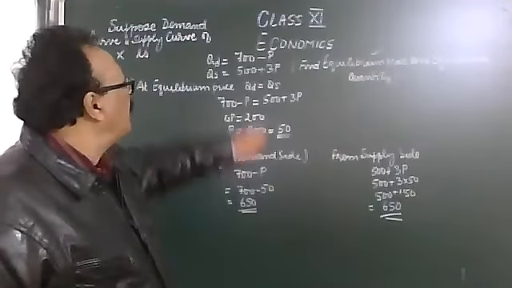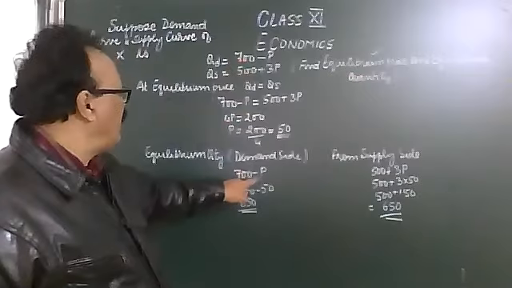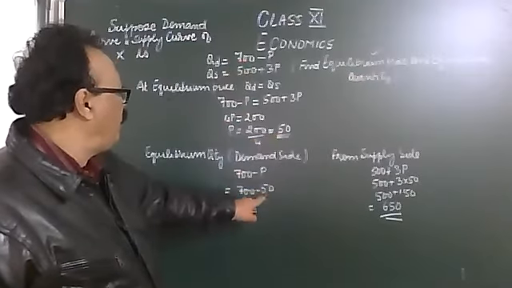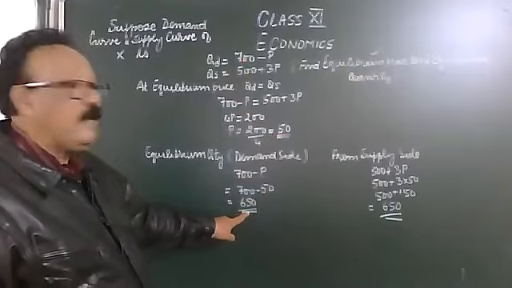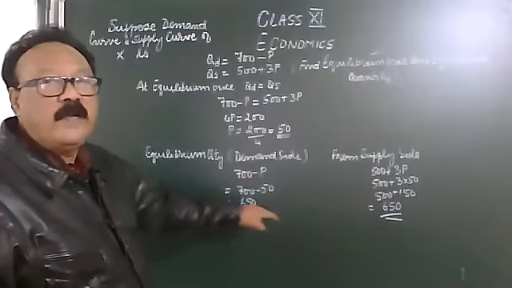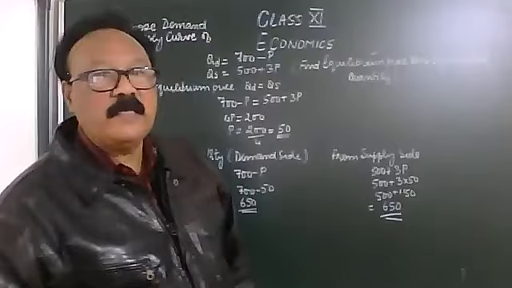Suppose we take the demand side. What is the demand side? 700 minus P. We have found P to be 50. So 700 minus 50 is equal to 650 from the demand side. The demand side should equal the supply side.